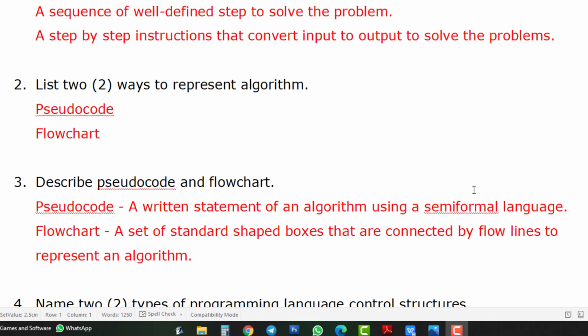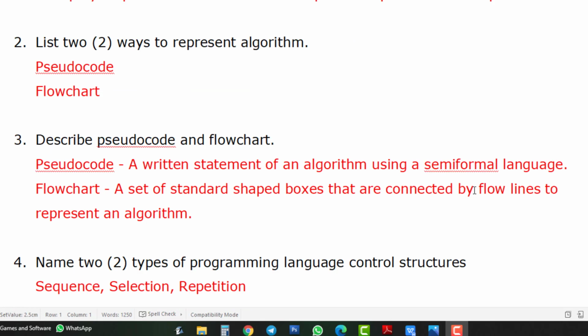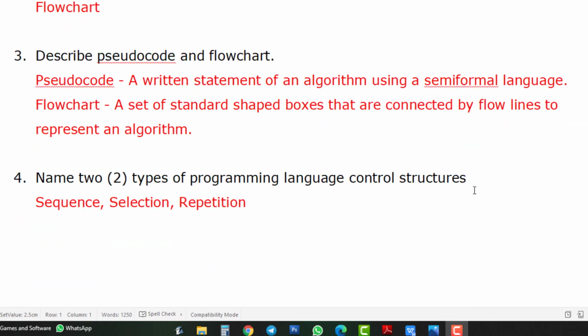We will continue to question number 3, describe pseudocode and flowchart. Pseudocode is a written statement of an algorithm using a semi-formal language, and a flowchart is a set of standard shape boxes that are connected by flow lines to represent an algorithm. So what is the difference between pseudocode and flowchart? Pseudocode is a semi-formal language, and a flowchart is a graphical representation.